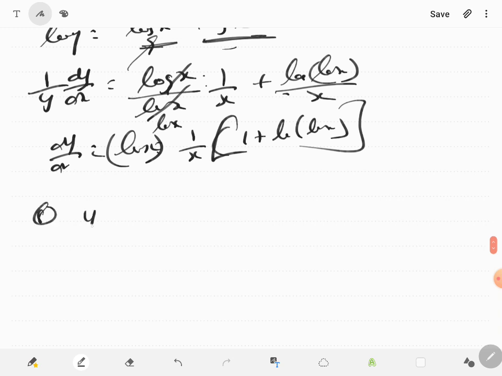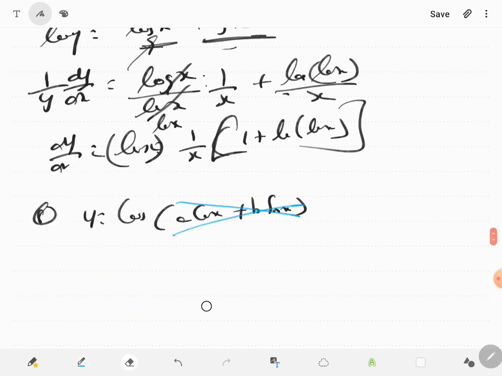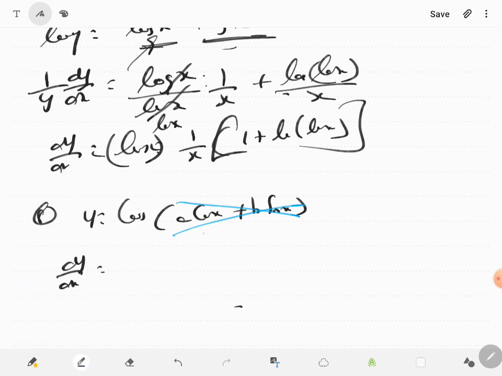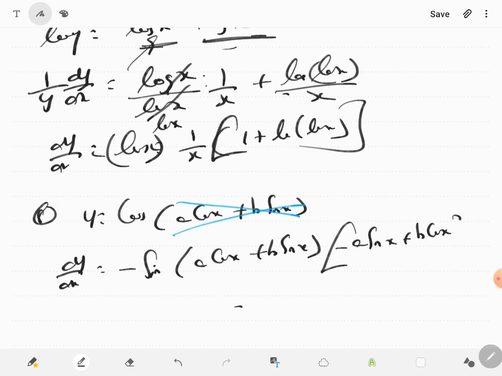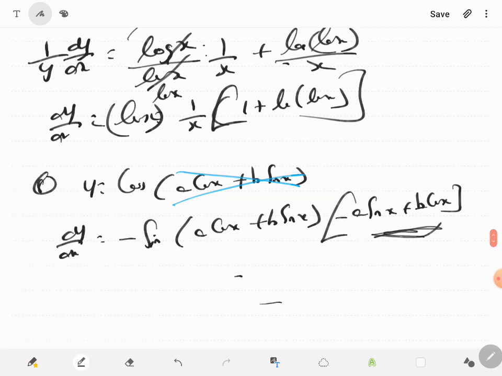The eighth question is y is equal to cos of a cos x plus b sin x. So you're going to do dy by dx, which will become, so cos of anything is minus sine of a cos x plus b sin x into the differentiation of a cos x plus b sin x, which is minus a sin x plus b cos x. So that's about it. In the answer, they probably would have brought this forward, so minus b cos x. No need for negativity. Let's not start with the negativity.